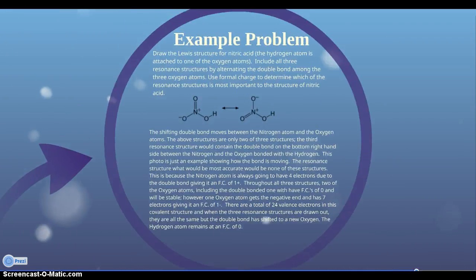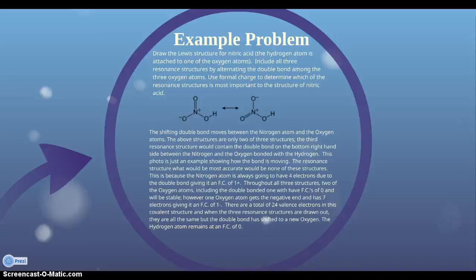Okay, now example. Basically, this problem is just saying to draw Lewis structures and 3 resonance structures for nitric acid, and then use formal charges to find which is most valid and stable. Alright, so I have a sample photograph here. Now the shifting double bond moves between the nitrogen atom and the oxygen atoms. We can see that. The above structures are only 2 of 3 structures.